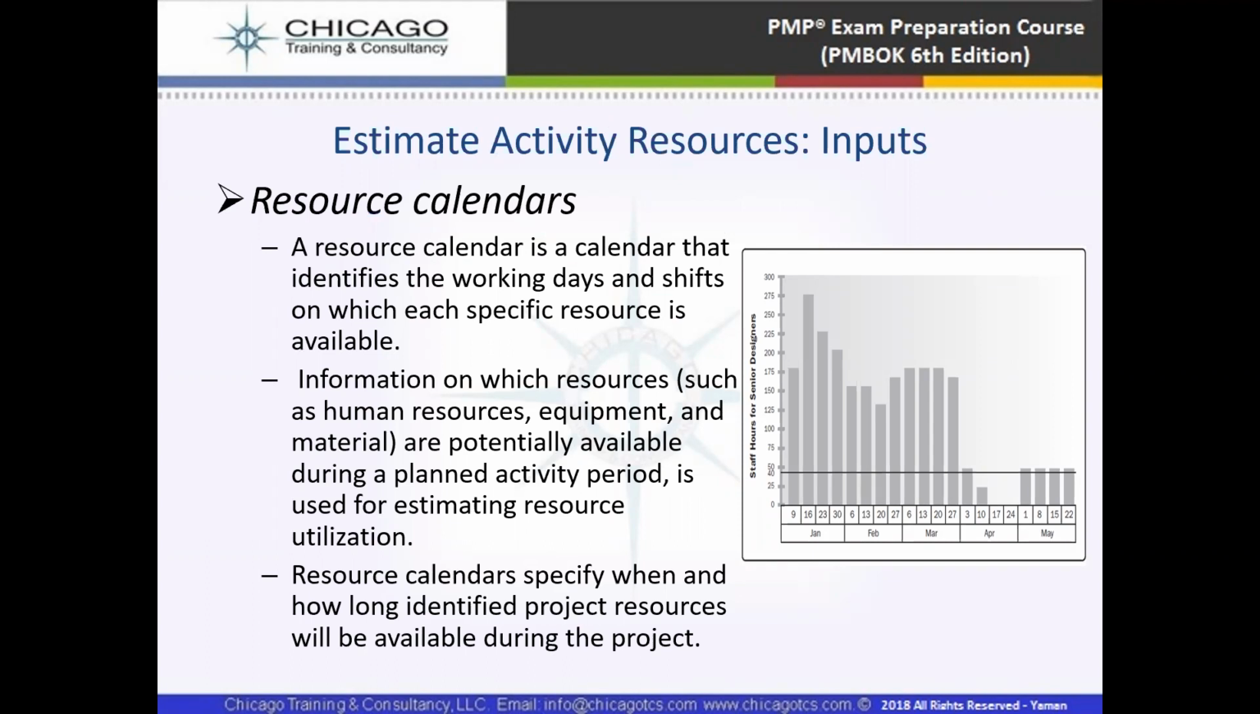Let's say, for example, from January to May, at the start of the project, what kind of resources do we need, and how are these resources going to be allocated in terms of the calendar? Which resources are needed at the end of the project, and what kind of resources are needed in mid-March or at the peak of the project? So these resource calendars show us the working days and shifts on which a specific resource is available.